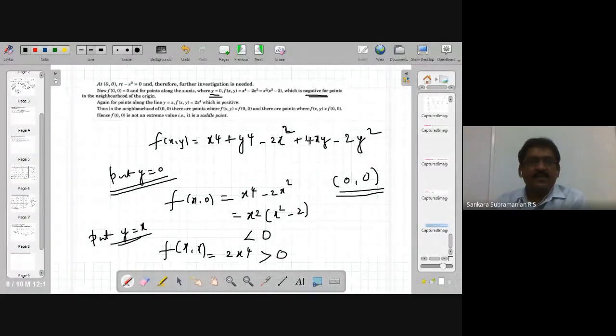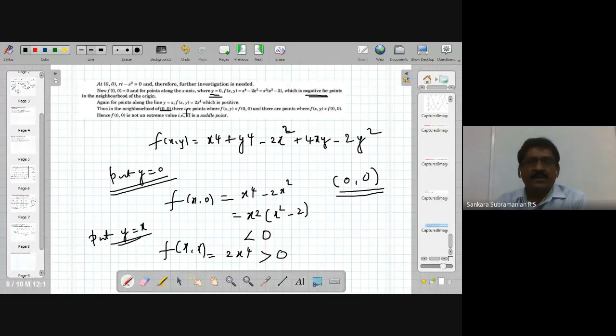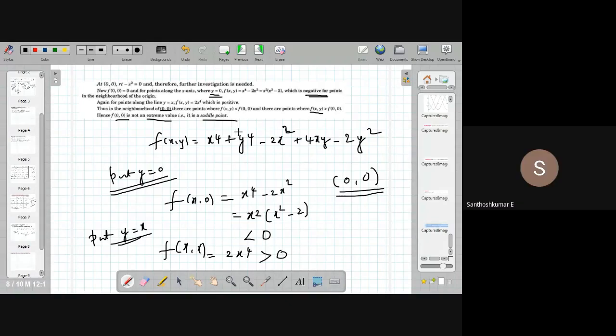in that neighborhood. So what it states is that in the neighborhood of (0, 0), there are points where f of x comma y is less than f of (0, 0), and there are points which are greater than f of (0, 0). So therefore f of (0, 0) is not an extreme value, and therefore it is a saddle point. Sir, is the first line and the last line enough?